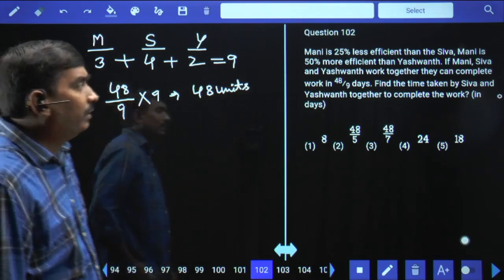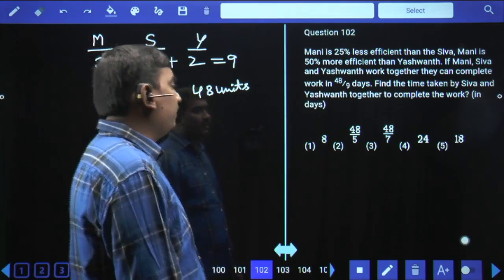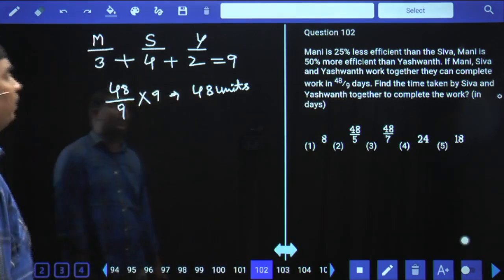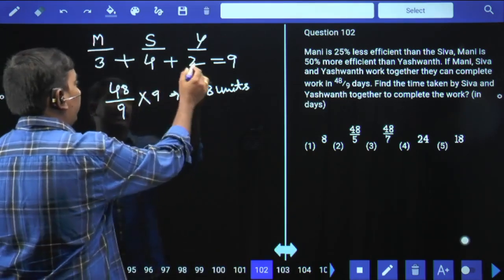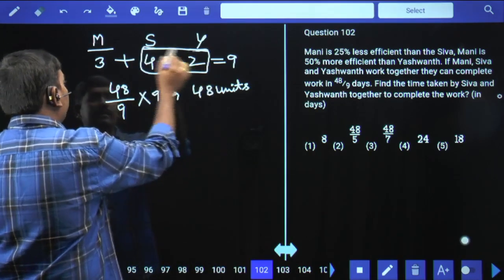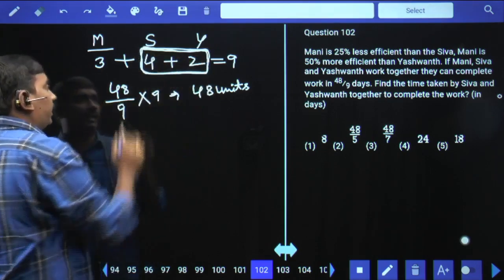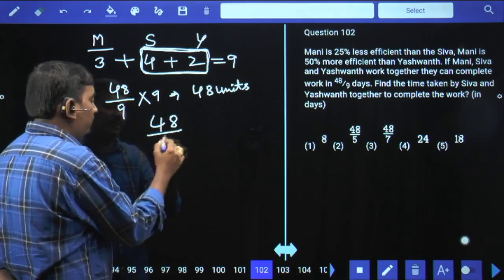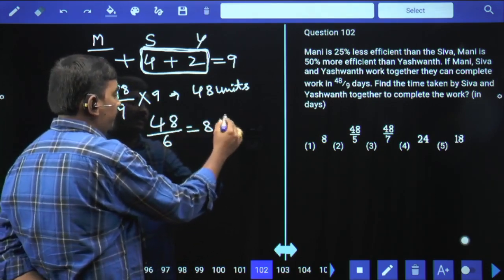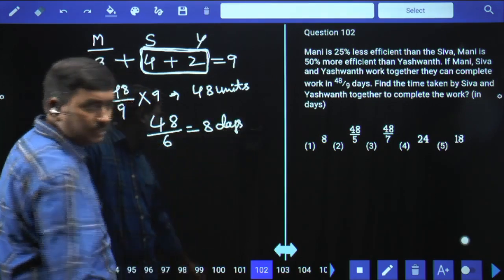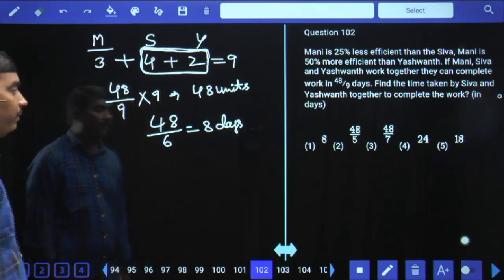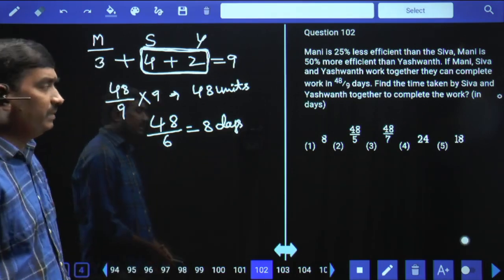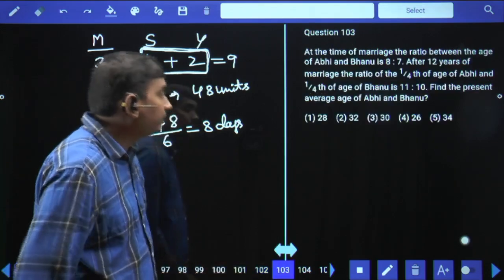The question is, find the time taken by Shiva and S1 together to complete the work. Shiva and S1 together can do 6 units in one day. Then 48 units are in how many days means 8 days is your answer.